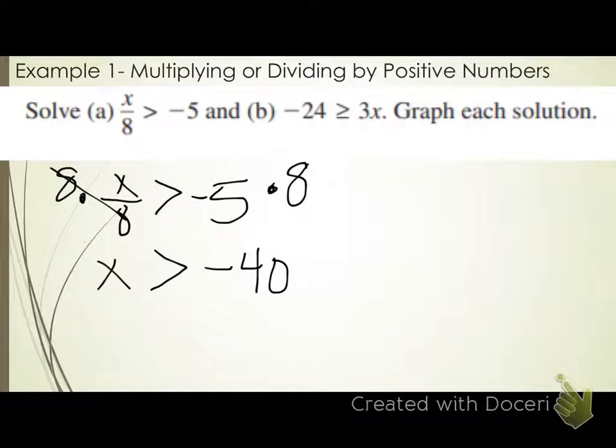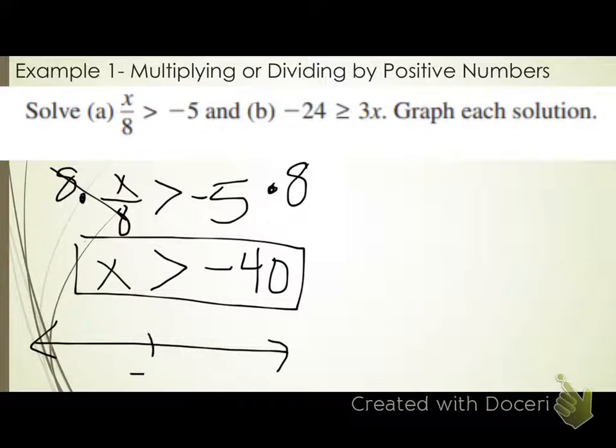Okay. So, here's my solution. All values that are greater than negative 40. Any questions on how I got that? Now I've got to graph it. Do we always have to graph it? If it tells you to, yes. Okay, open or closed dot on negative 40? Open. And which way am I shading? To the right, because I want all values that are greater than negative 40. So that'd be to the right of negative 40.